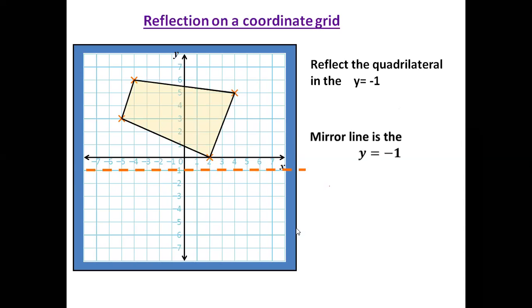Now, again, you just count the distances for each one. That point is 1 unit away from the mirror line, so it's going to be 1 unit away on the other side. This one is 6. 1, 2, 3, 4, 5, 6. So you count down 6 again and put your point. Now, that point is 7 units away, so you count under the line 7 and you put your dot or your circle or whatever.